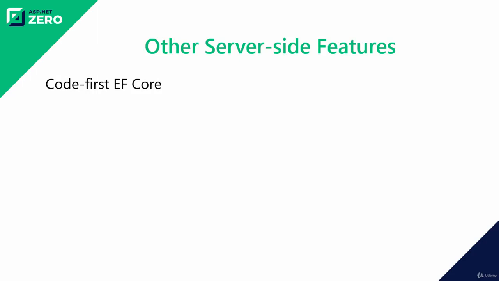ASP.NET Zero uses Entity Framework Core code first, meaning that we will be creating the entities in our code first, and then through a migration we will have the database being updated. We'll have, of course, a context for the application that acts as the traffic agent between the code and the underlying database.